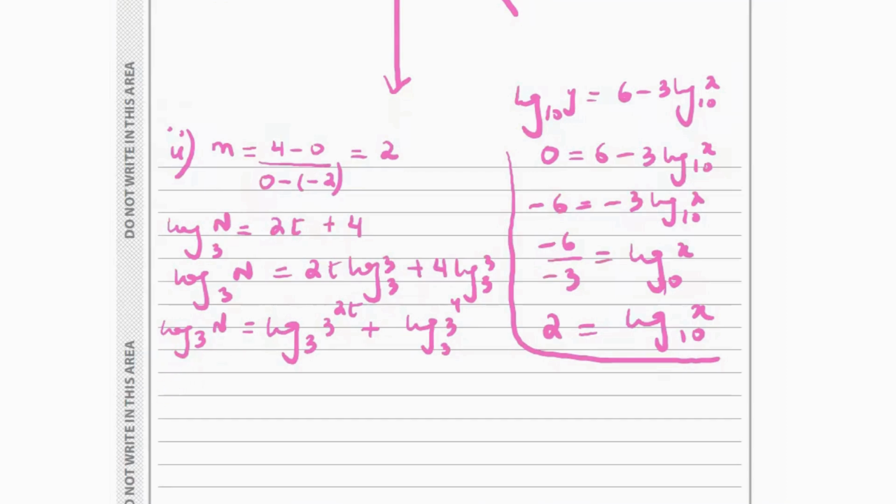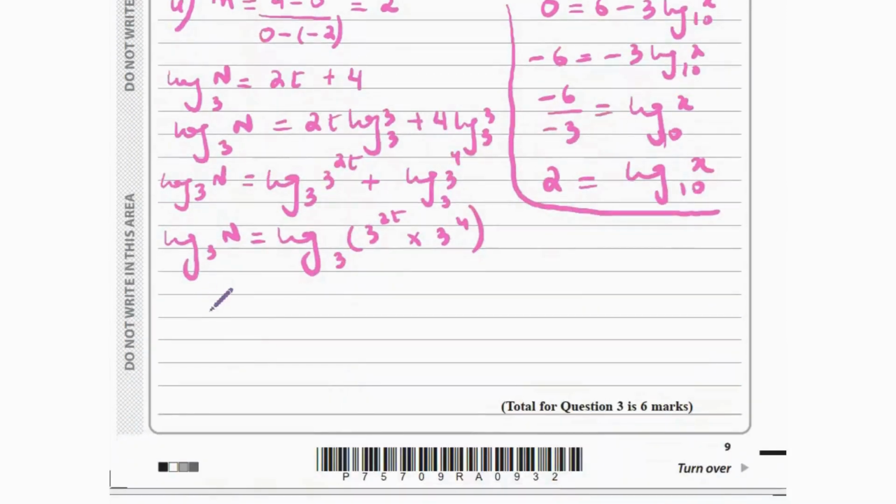Now we combine the logs. It's just going to be log of 3 to the power of 2t times 3 to the power of 4, and the base is 3. Now we can remove the logs on both sides, and n is going to be equal to 3 to the power 4, which is 81, times 3 squared is 9, so 9 to the power of t. This is what your equation is going to be, and that's exactly the format in the question.